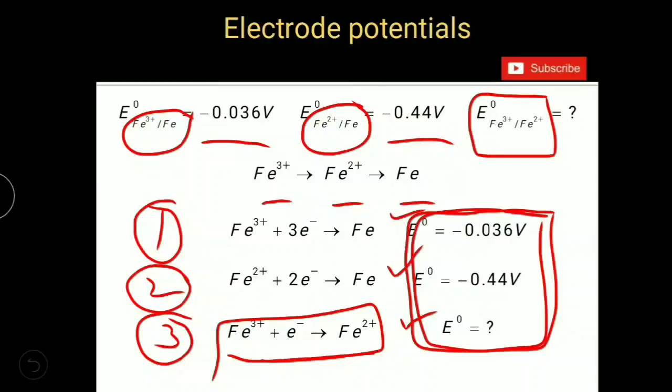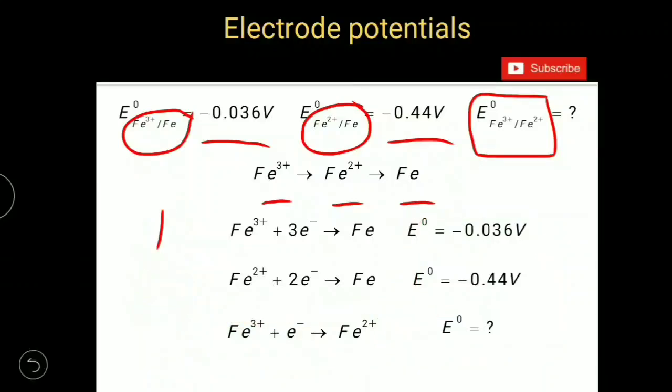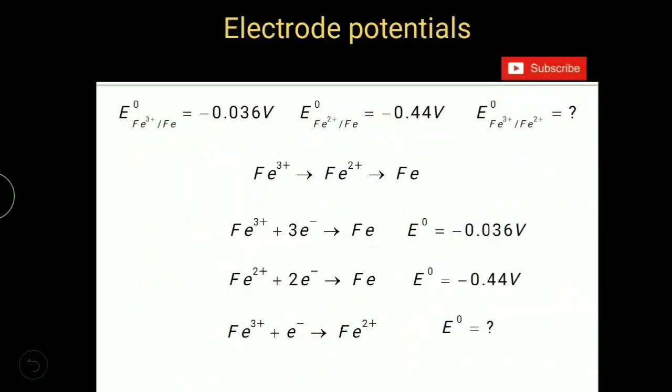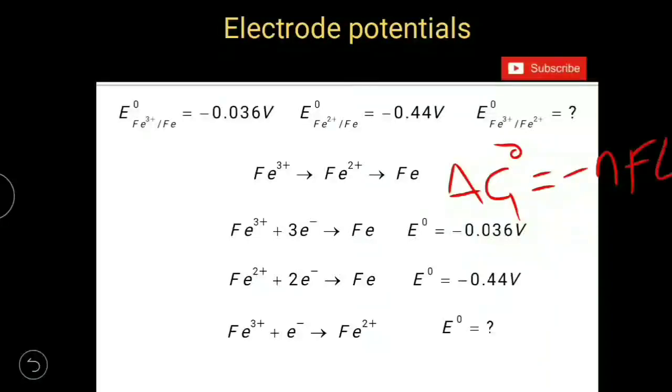For that, we will use the relation delta G naught is equal to minus NF E naught, where delta G naught is the standard Gibbs energy change of the electrode, which is an extensive property. The Gibbs energy change is an extensive property. So these electrode potential values can be converted into delta G naught values. After that, we can add them or subtract them from each other.